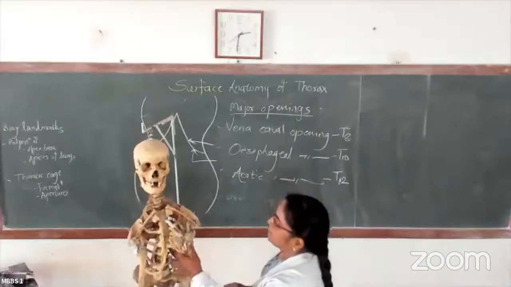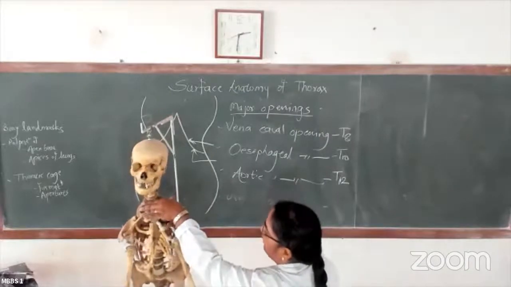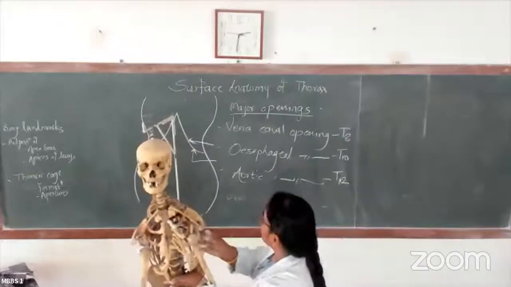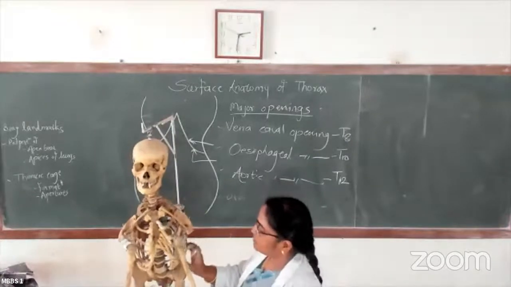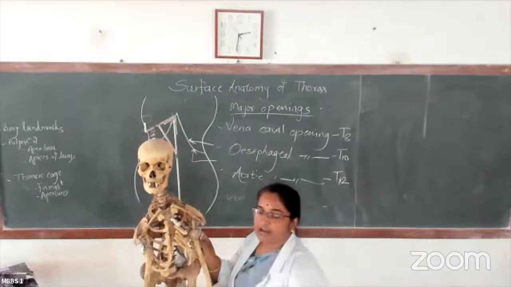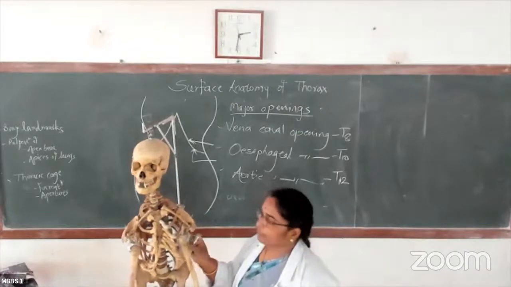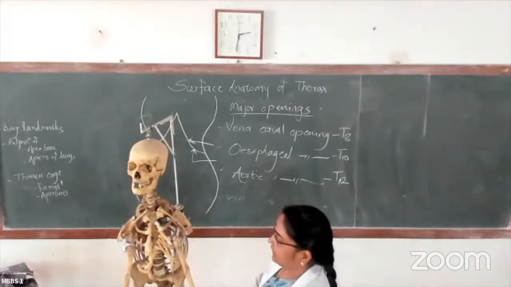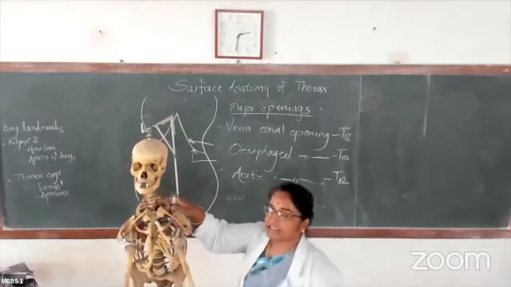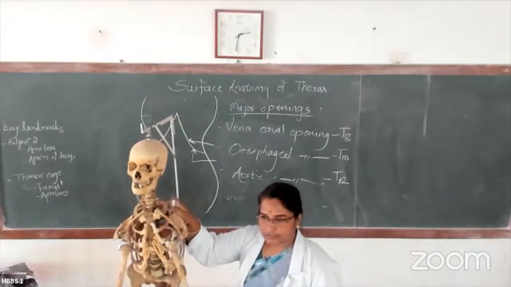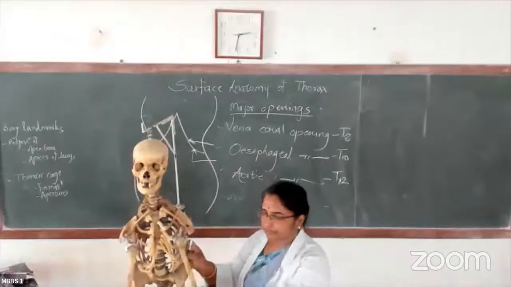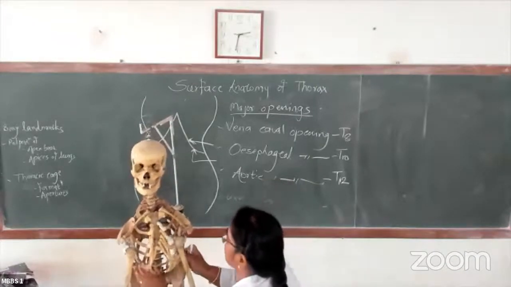So these are about the superior thoracic aperture and inferior thoracic aperture. The inferior thoracic aperture is closed by the diaphragm, so it is separate from the abdominal cavity. The thoracic cage is like a truncated cone. It is narrow above and wide below, isn't it?